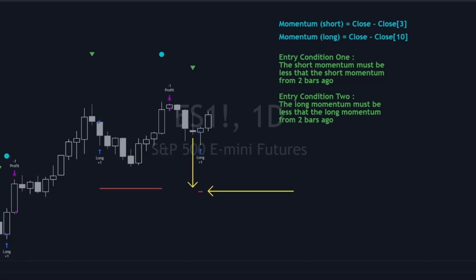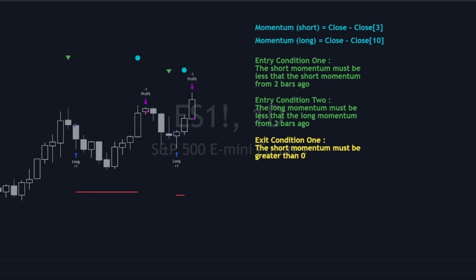The stop loss remains the same, so we take the low from the bar prior to entry, and we subtract from that low price the 20 period ATR times 2.5, and the stop will be a trailing stop. Now the exit condition is very simple. The short momentum must be greater than 0. And we also need the standard exit condition where the position must close in profit.